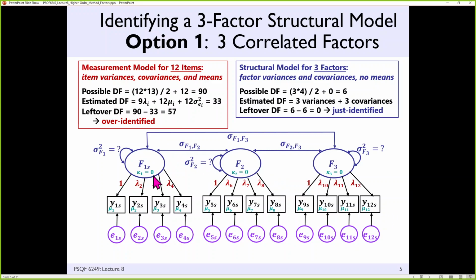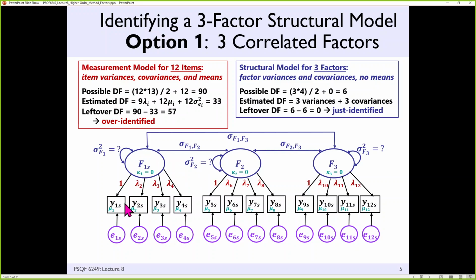Even though each of these is over-identified just by a little bit, like if I had 1 factor at a time with 4 indicators, that would only have 2 degrees of freedom, the combination has a lot of degrees of freedom left over, because we're saying that the only reason why item 1 and item 5 are related is because of the covariance between factors 1 and 2.